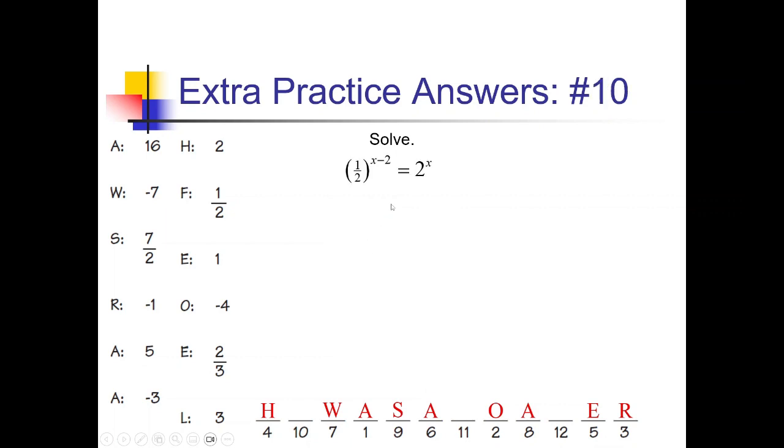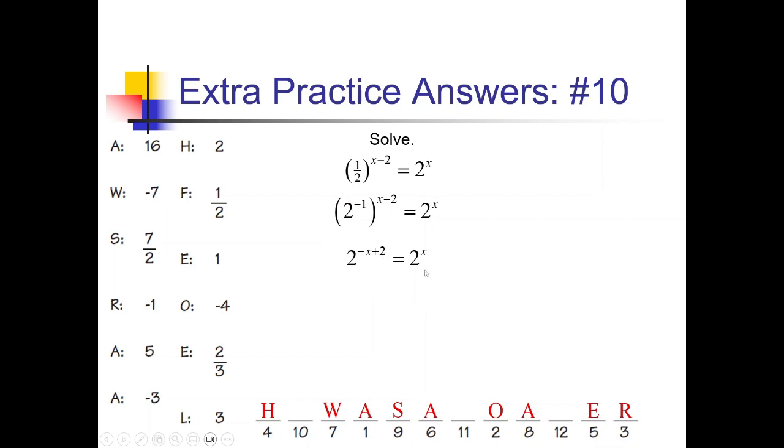For number 10, we've got these kind of smaller numbers here. This is definitely going to be a base 2 for our common base. 1/2 I can just rewrite as 2 to the negative 1. Now let me clean up that left side by multiplying the exponents. So we'll end up with 2 to the negative x plus 2. Be careful distributing that negative.